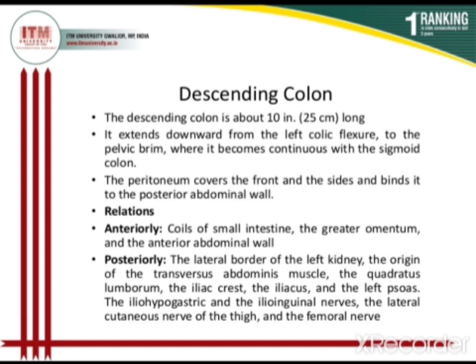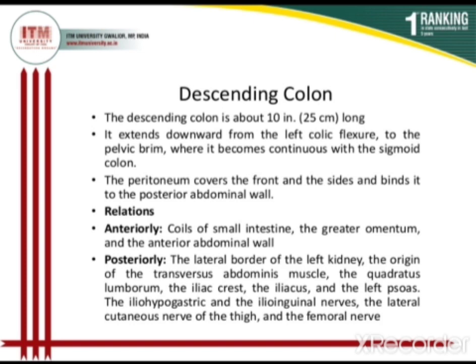Now the descending colon is about 10 inches, that is 25 centimeters long. It extends downward from the left colic flexure to the pelvic brim, where it becomes continuous with the sigmoid colon. The peritoneum covers the front and the sides and binds it to the posterior abdominal wall only.